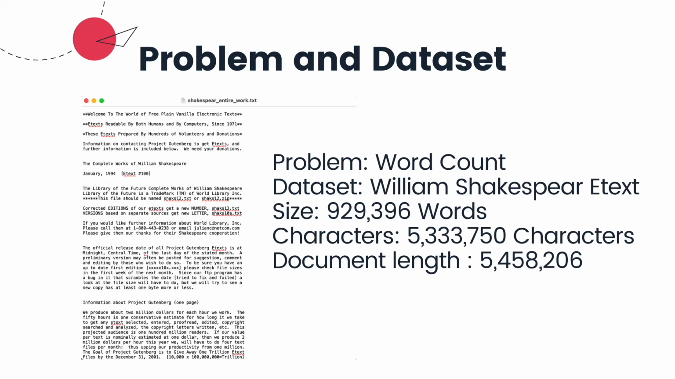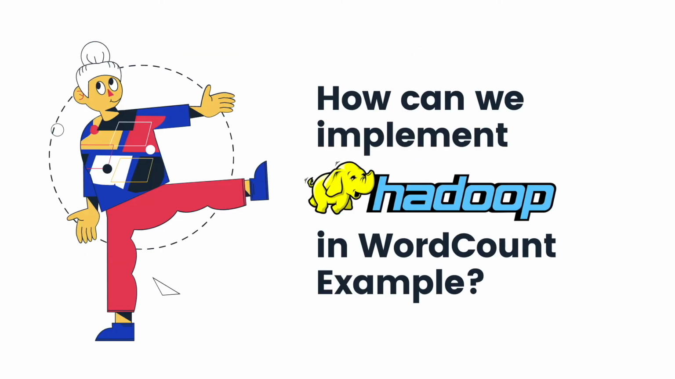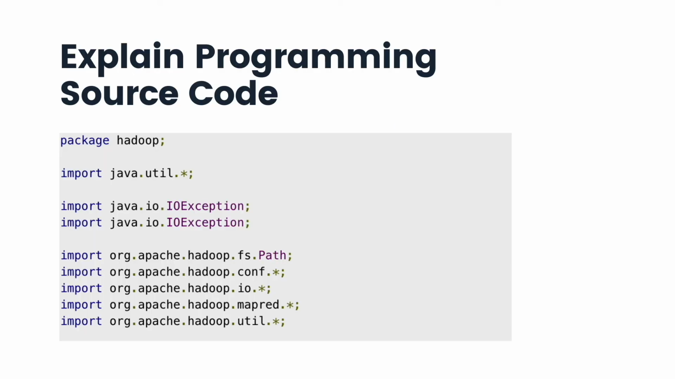And this is our problem and dataset we use. The problem is the word count example that we will implement using Hadoop. The dataset we use is the William Shakespeare e-text that we can find on the internet. The size of the dataset is 929,396 words. The characters are around 5 million. So we'll see how we can implement Hadoop in the word count example. And this is our source code, and my friends will explain the programming.